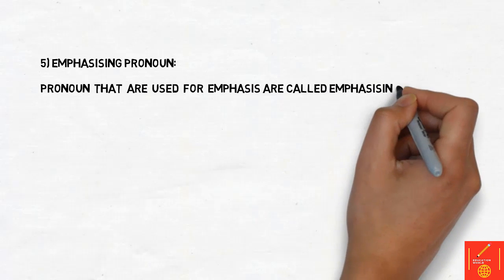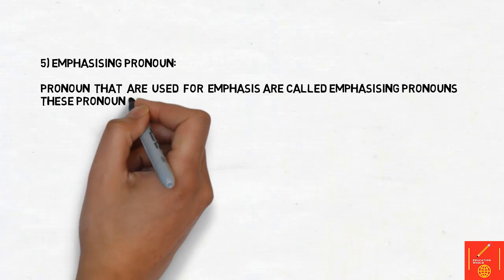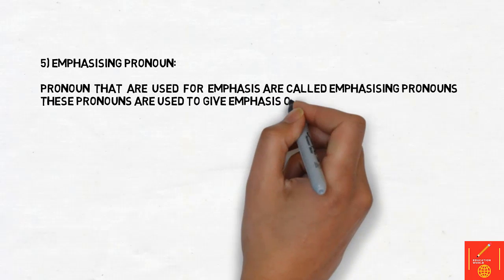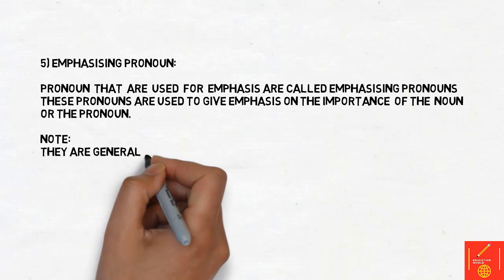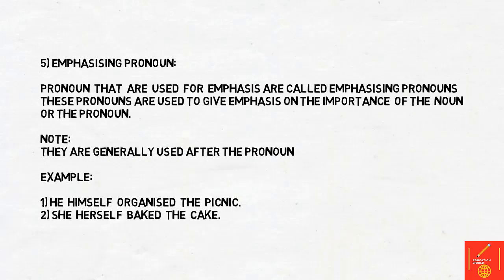The fifth one is the emphasizing pronoun. Pronouns that are used for emphasis are called emphasizing pronouns. What is the meaning of the word emphasis? Emphasis means importance of the noun or the pronoun. To give you a hint, an emphasizing pronoun always comes in the beginning of the sentence and is followed by the pronoun. For example, he is a pronoun over here and you will find himself exactly after the pronoun. He himself organized the picnic. She again is a pronoun. She herself baked the cake. So they are generally used after the pronoun.